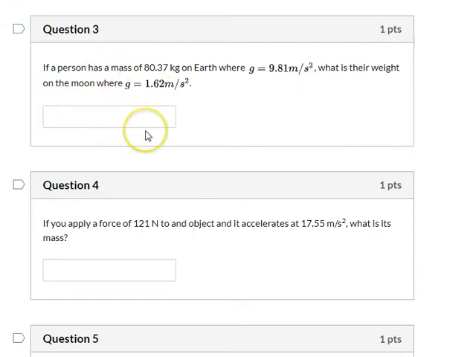This problem, however, is different. All right, you have a mass of 80.37 kilos on Earth. What's your weight on the moon? Well, you just have to use the acceleration of gravity on the moon times your mass to get your weight on the moon.